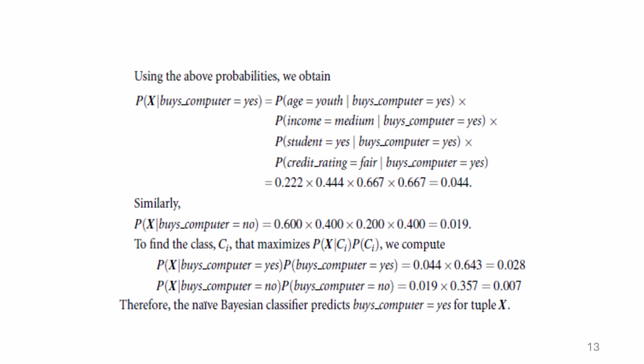The given data tuple means that new data is coming. For this, whether he is going to buy the computer or not, as per the Naive Bayesian classifier, he is going to buy the computer. The result is buys computer equals yes.